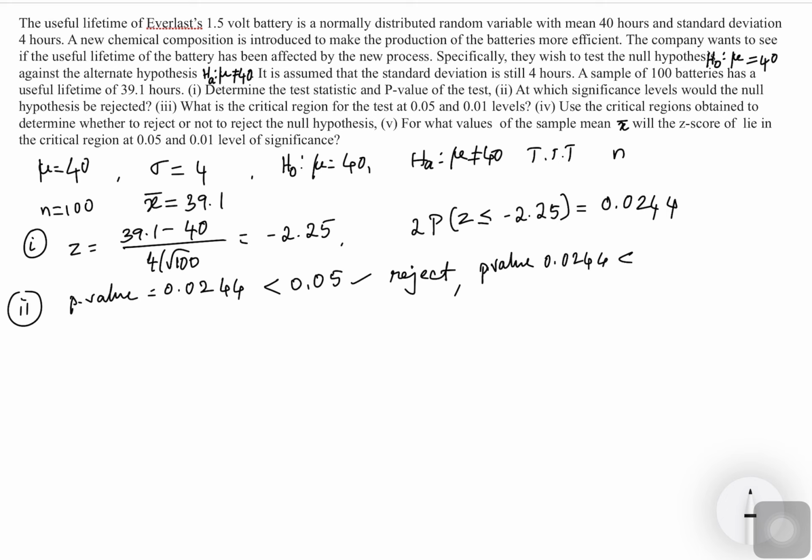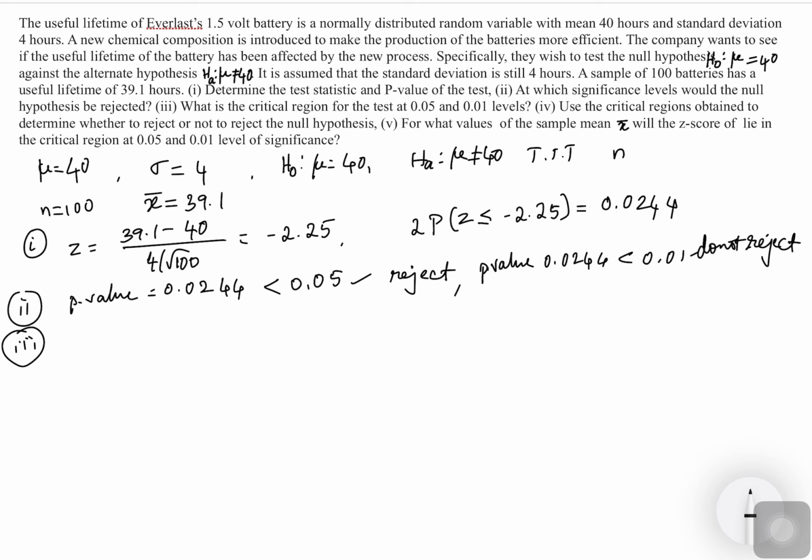Now we want to check whether the p-value, 0.0244, is less than 0.01. No, it is not. So we do not reject the hypothesis at the 0.01 level of significance.